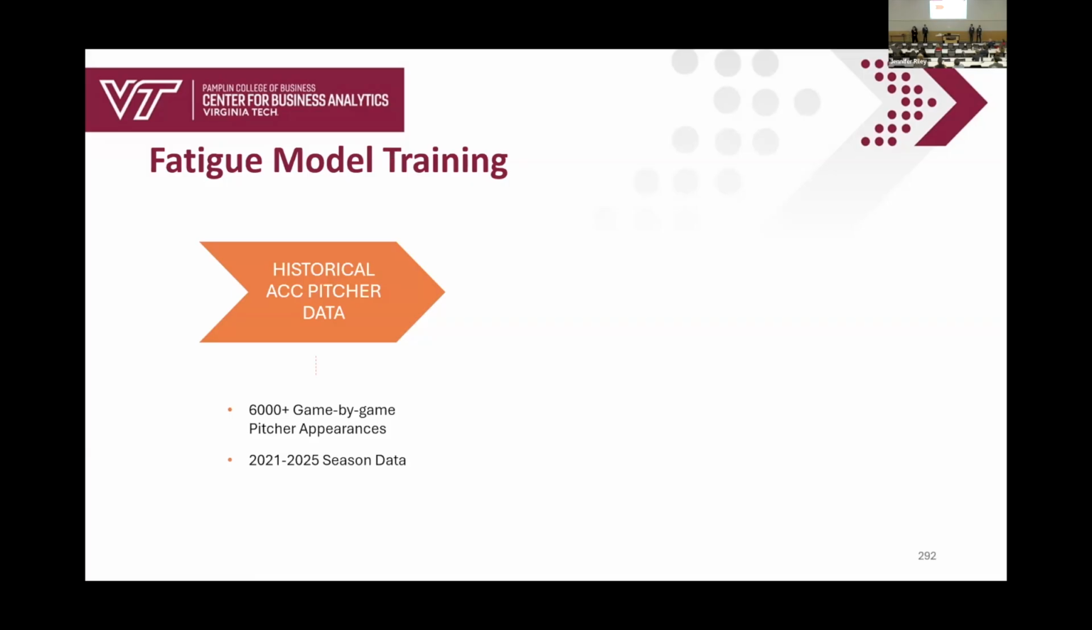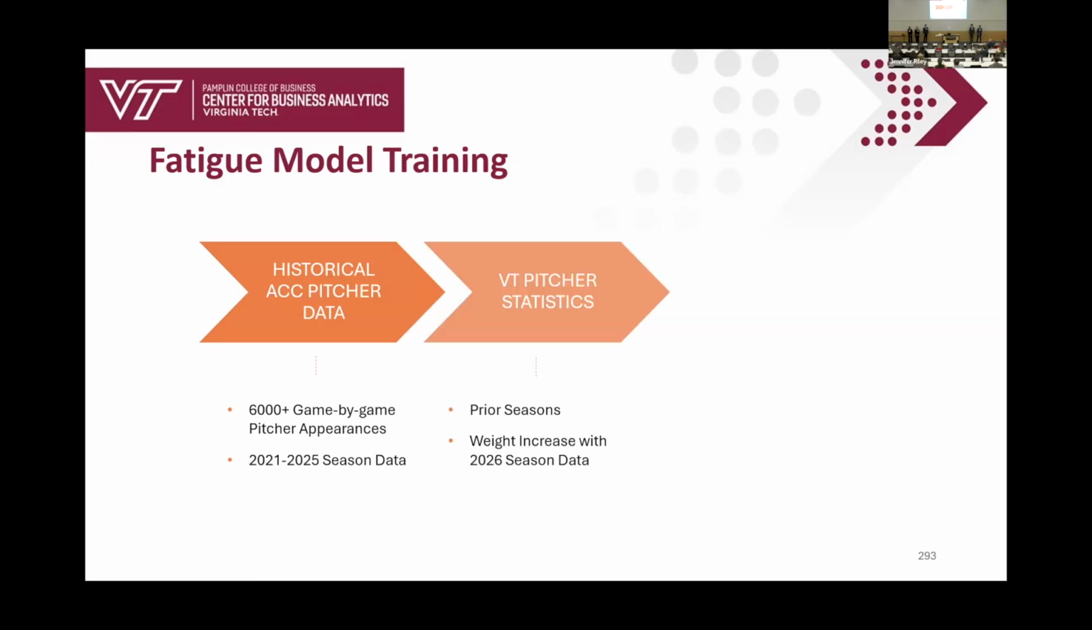Thanks, Peyton. So the first step of training our model was gathering 6,000-plus rows of historical ACC pitching data. From there, we incorporated the Virginia Tech pitcher stats into the model. And as the season progressed, these were more heavily weighted to better reflect the current performance of our pitchers. Then, as new games were played over the course of the year, every single week we retrained our model and updated our data set. Now I'm going to pass it off to Connor Patrick to get into our workbook.